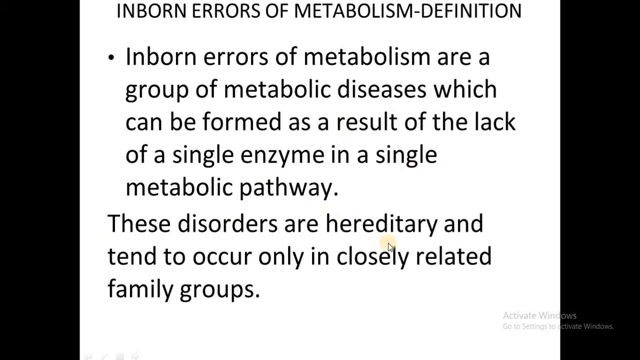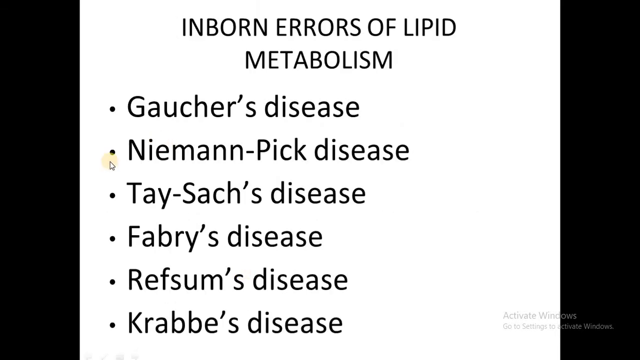These disorders are hereditary and tend to occur only in closely related family groups. So, inborn error mostly means a hereditary disorder. In lipid metabolism, six diseases are referred to as the inborn errors of lipid metabolism: Gaucher disease, Niemann-Pick disease, Tay-Sachs disease, Fabry disease, Refsum disease, and Krabbe disease. In this video, first we see about Gaucher disease and Niemann-Pick disease. Later, in other videos, we see about the other four diseases.